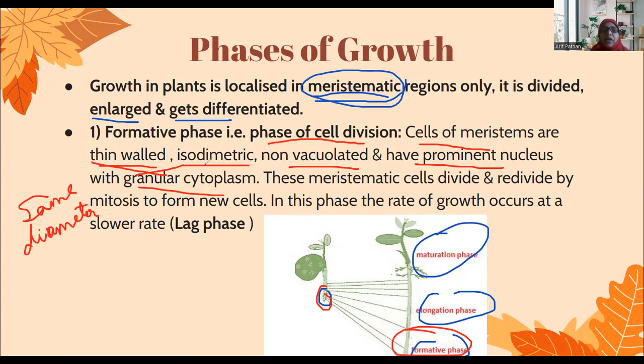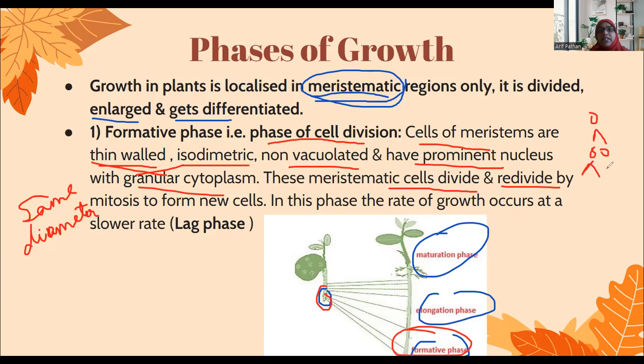All the cells will be of the same diameter mostly. They will not have a vacuole as such at this stage, but they will have a nucleus and cytoplasm. These meristematic cells are dividing, redividing. It's like one cell divides and gives rise to two cells.